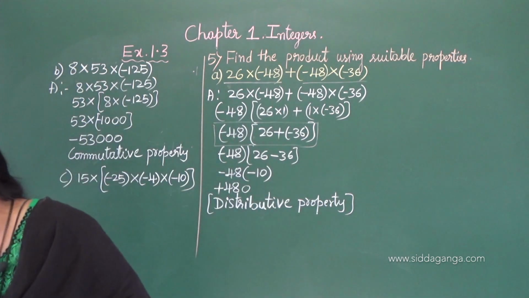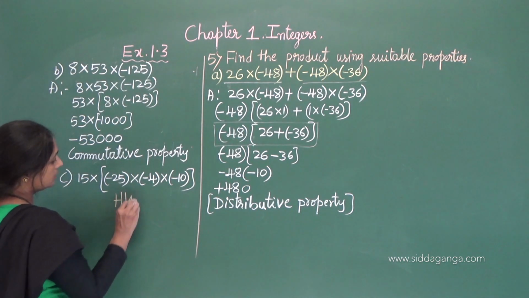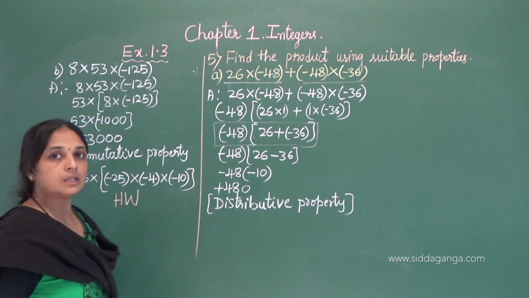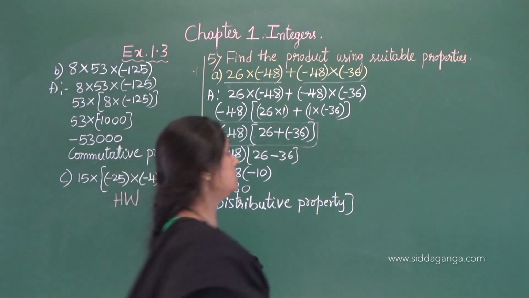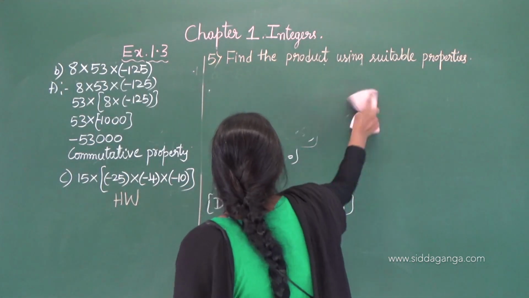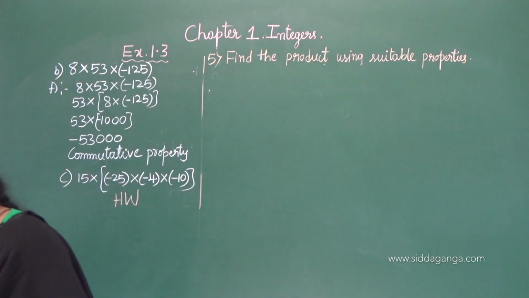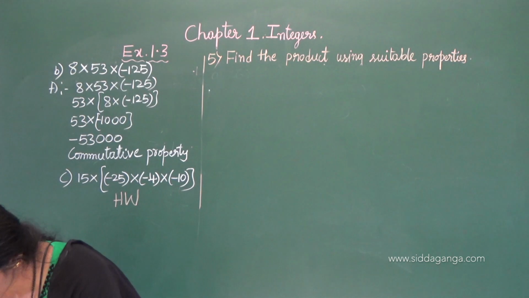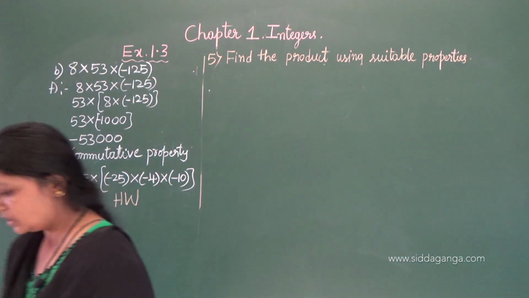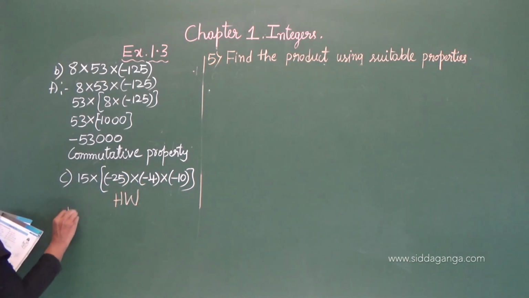So take this for your homework. You multiply all the numbers and get the answer. Let's move to the next one. Okay, D also, you take D also for your homework.